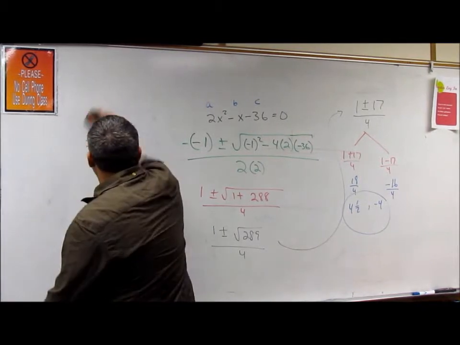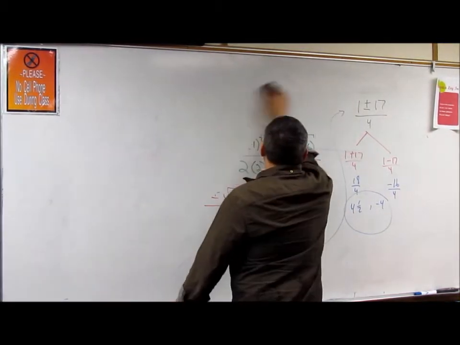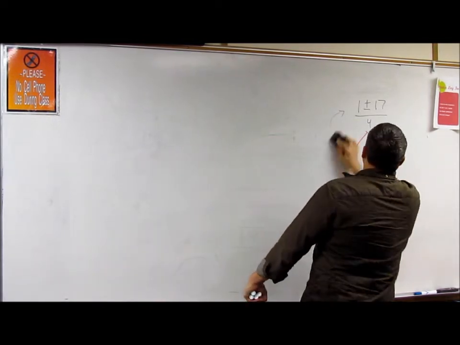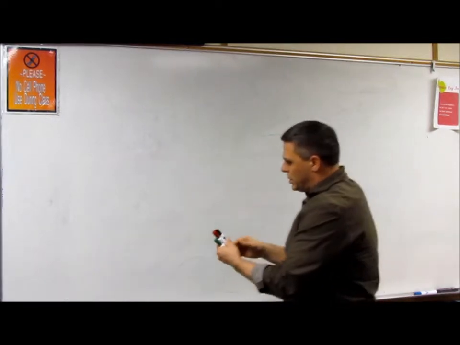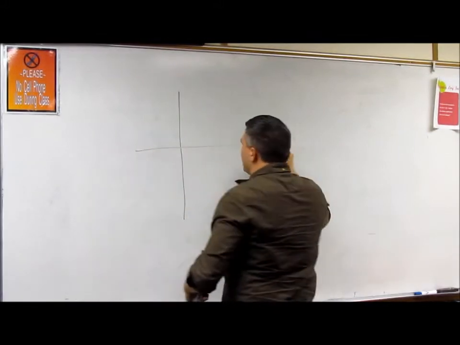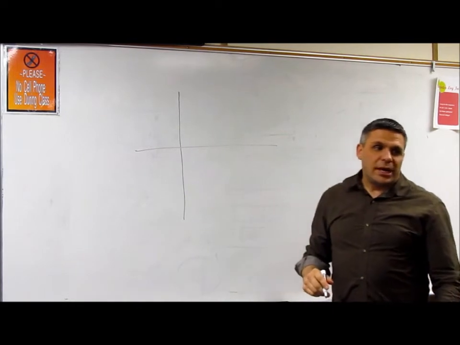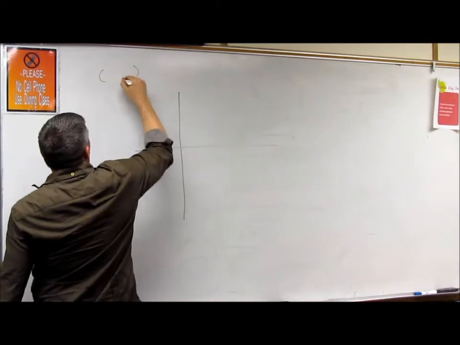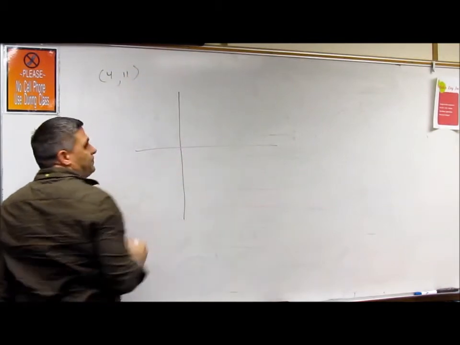But it's important that we take this point of symmetry and we do something with it. In this case, graph it. Okay? So, what am I graphing? I have a point of symmetry at (4, 9).